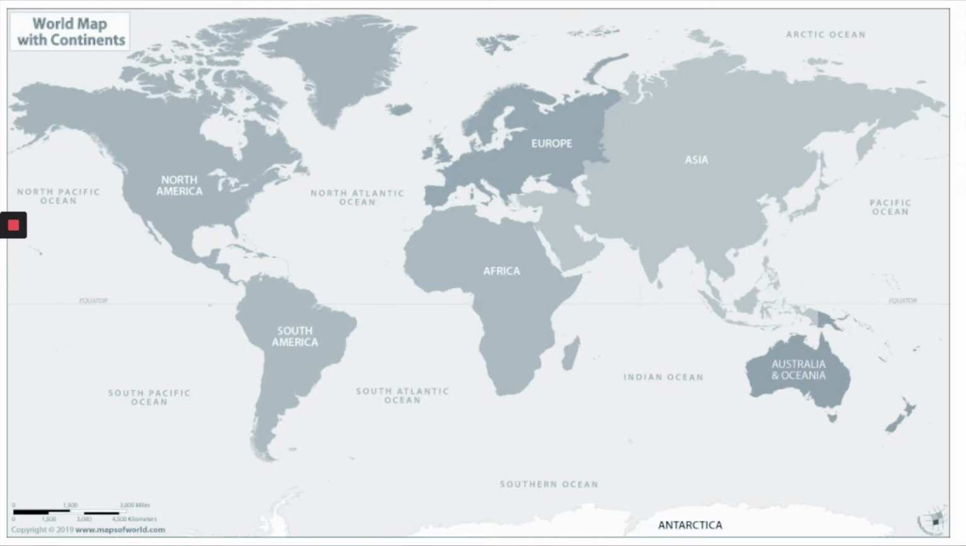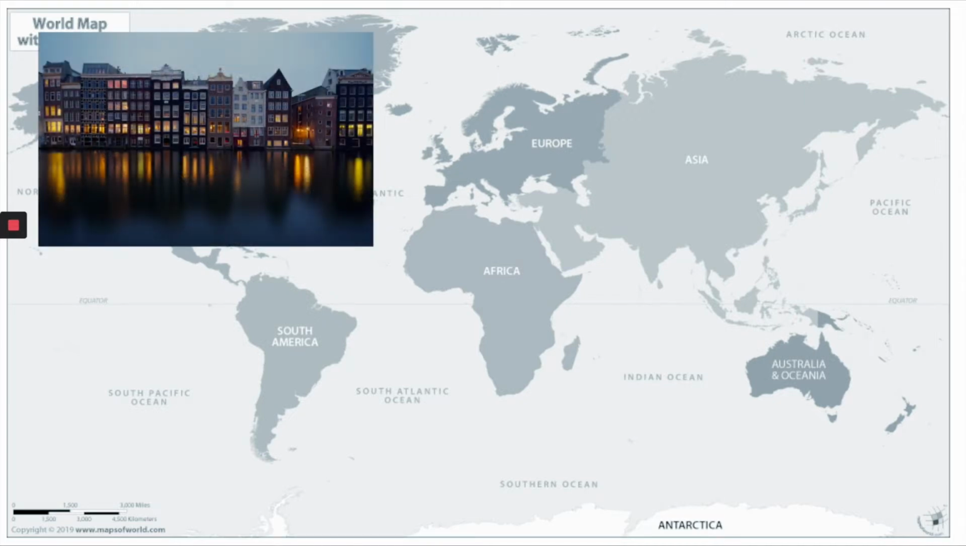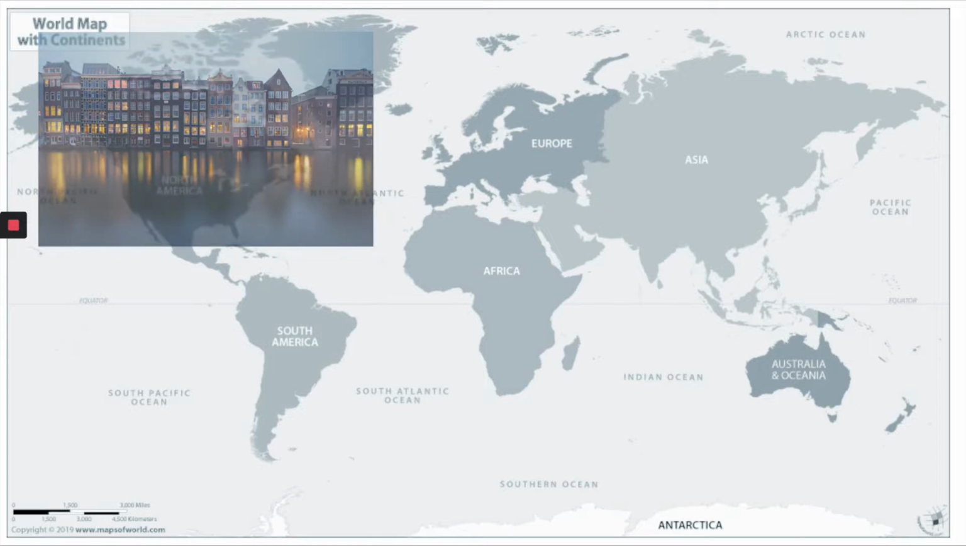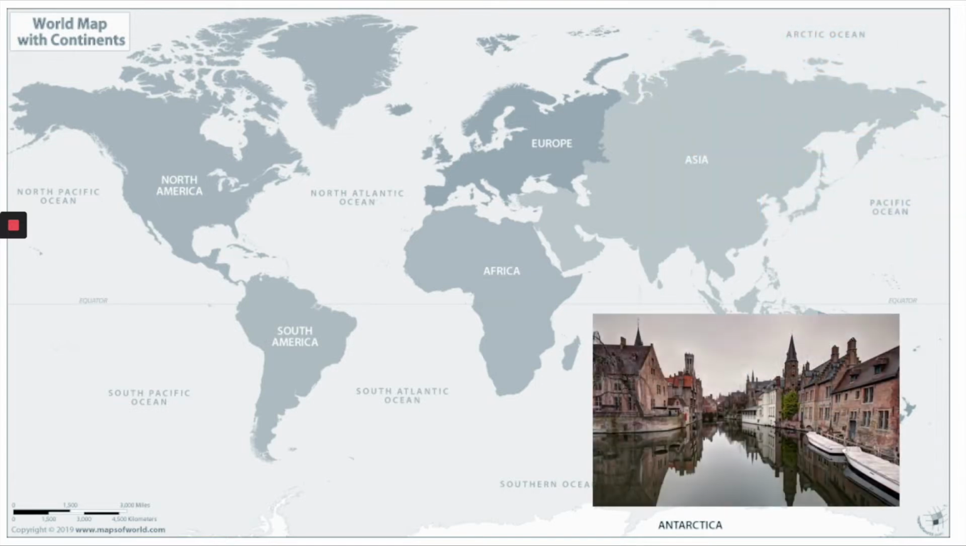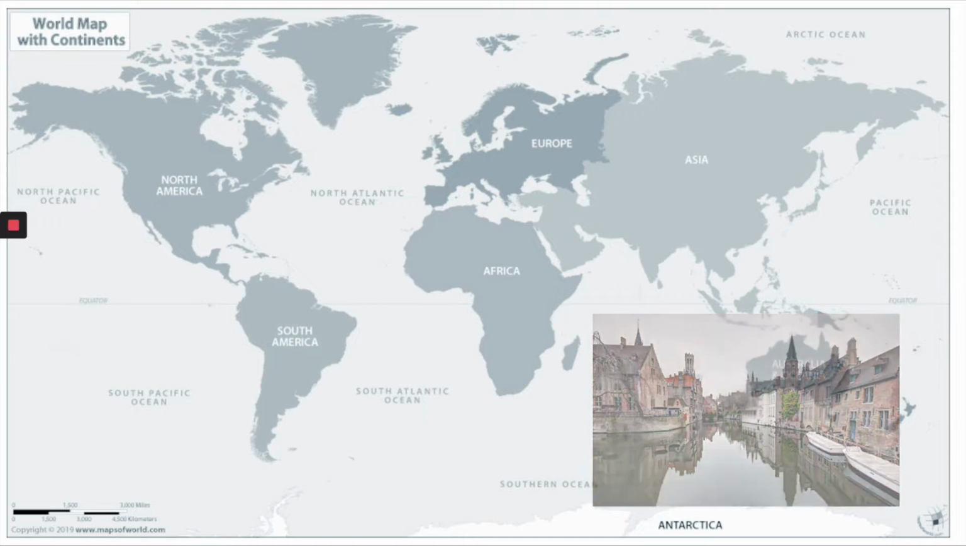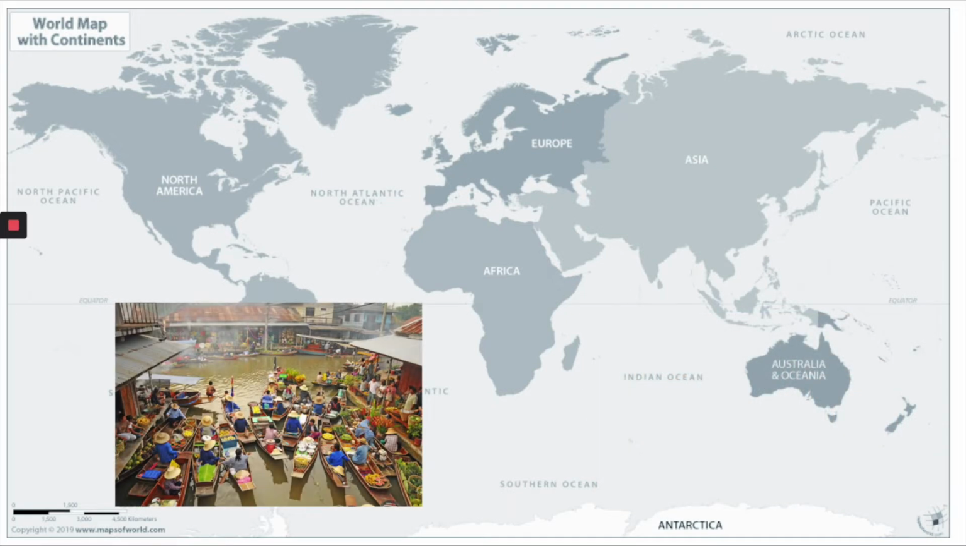So canals don't only exist in the UK, they exist in lots of places. There are some really famous canals. There are the famous canals of Amsterdam, the famous canals of Venice. There are beautiful canals in Bruges. And there are also canals in Thailand where they have a floating market.